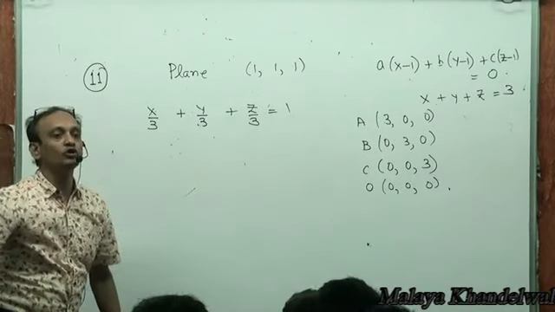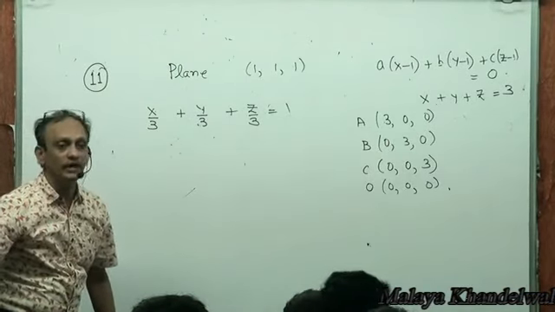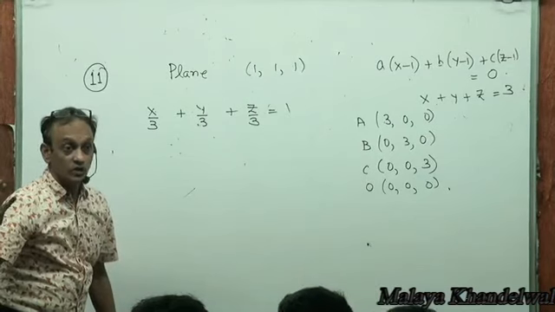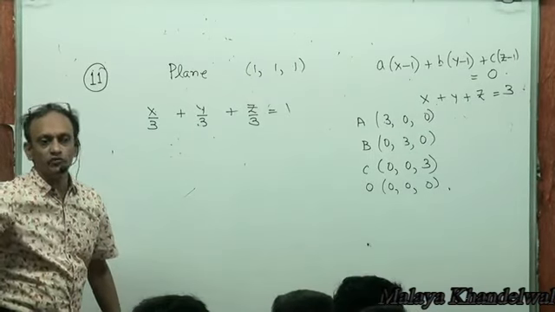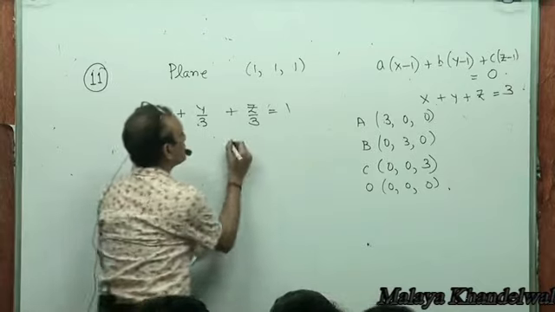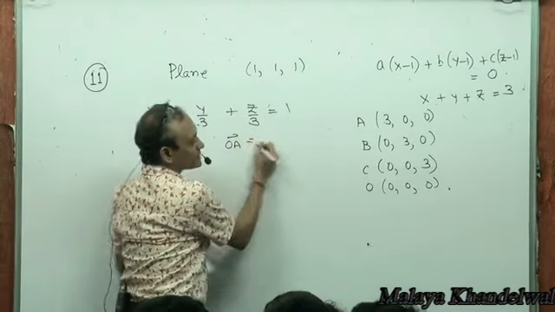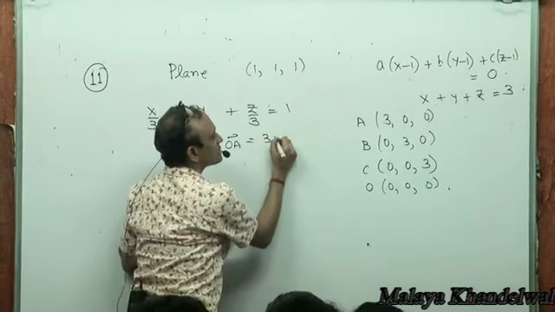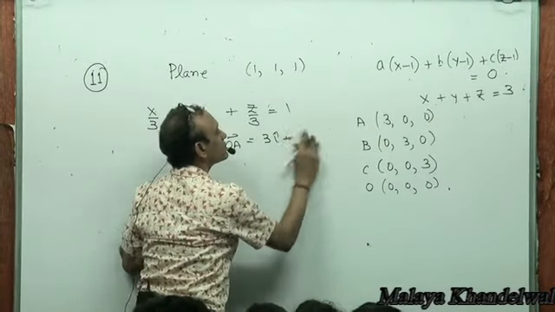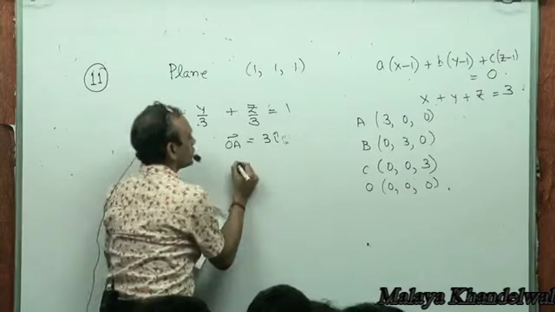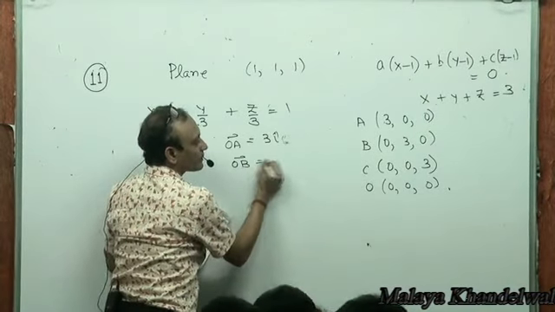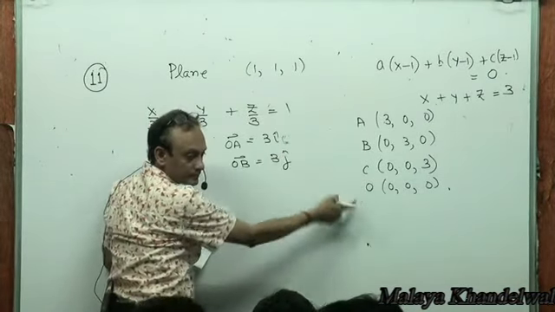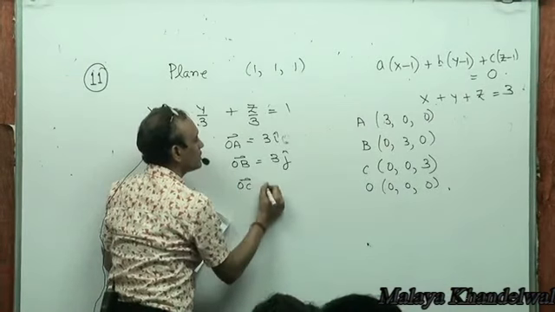I need to find the volume of the tetrahedron OABC. Scalar triple product of OA, OB and OC, right? What would be the vector OA? The vector OA would be the position vector of this minus the position vector of this, which is 3i cap. What would be the vector OB? 3j cap.